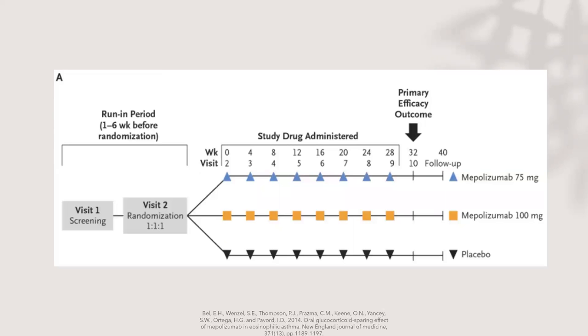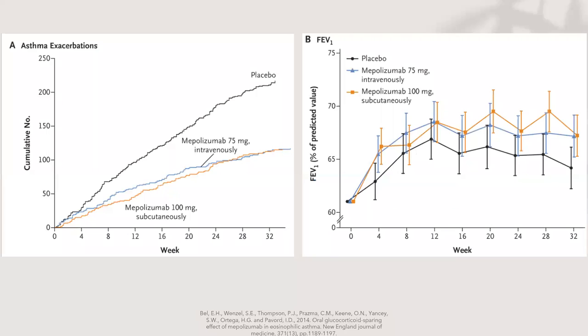So this was a trial that they did with mepolizumab. They basically randomized them to intravenous mepolizumab and subcutaneous mepolizumab and placebo. And they looked at their effects. And you can obviously see that the number of patients who had asthma exacerbations was way lower in the mepolizumab group, significantly lower in the mepolizumab group, both intravenous and subcutaneous versus placebo. And then when you looked at their FEV1, there was a greater improvement in FEV1 post use of subcutaneous or IV mepolizumab versus placebo.